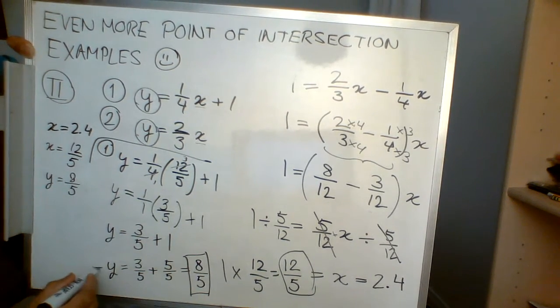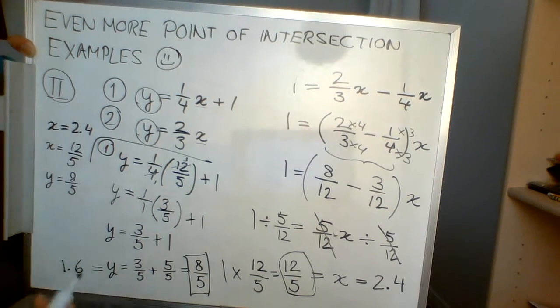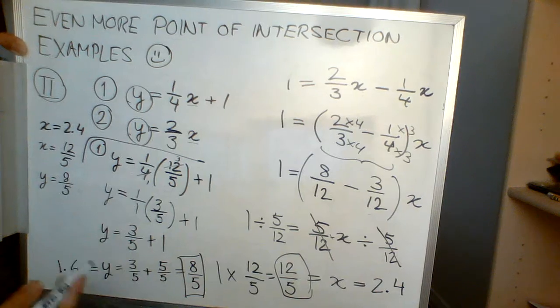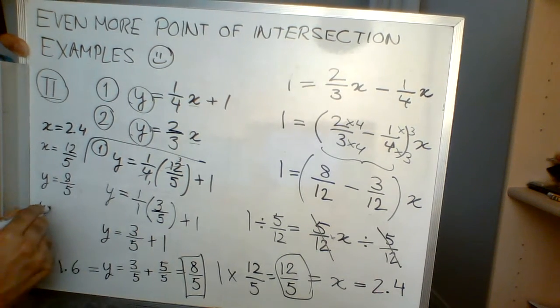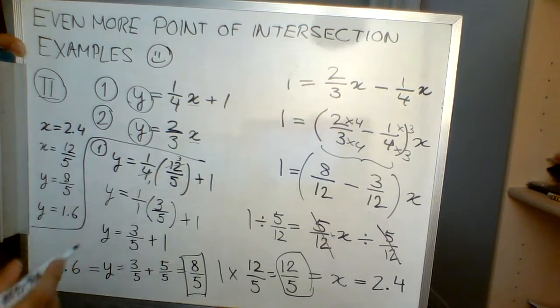Now again, if we wanted to write that as a decimal, we could write that as 1.6. So that's the same as punching 8 over 5 into your calculator. It'll give you y is equal to 1.6. So that's all the different ways we can write it.